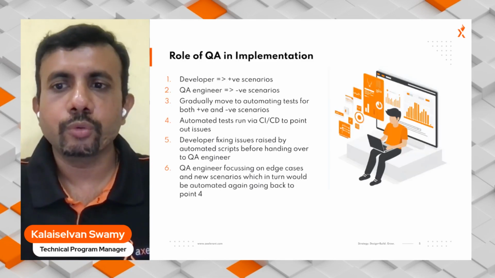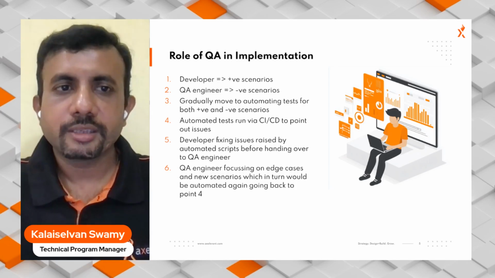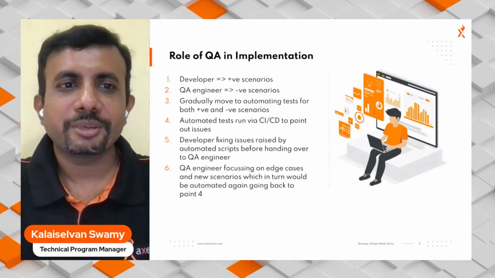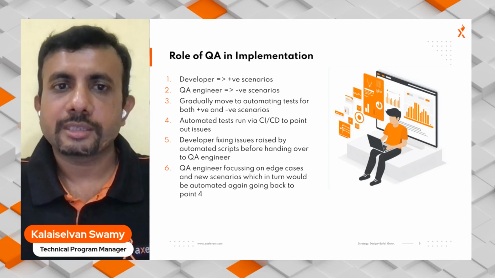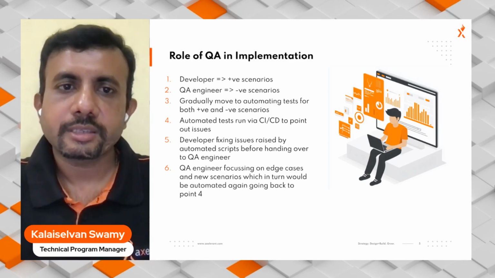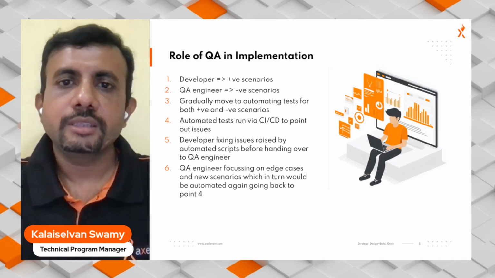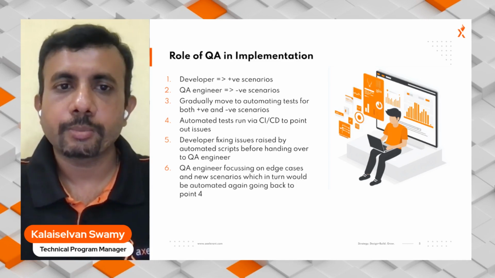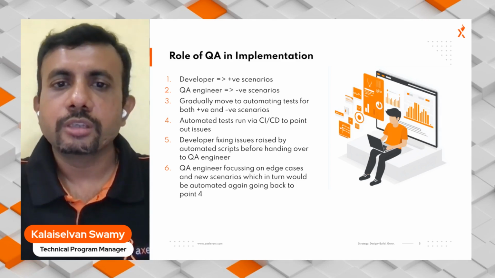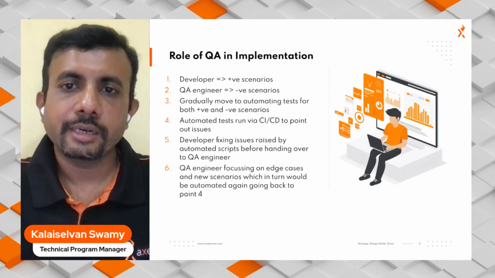So, what is the role of QA in implementation? Your QA doesn't mean the QA engineer alone. It also means the QA being done by the developer. The developer needs to do positive scenario testing, and the QA needs to do the negative or edge case scenario testing. So, it's important that we gradually move to automated tests for both these scenarios. And we run these in the CI/CD to point out issues earlier on, and when these issues are pointed out in the CI/CD, the developer can fix them even before handing over the final product to the QA engineer. This way, we fix a lot of issues internally.